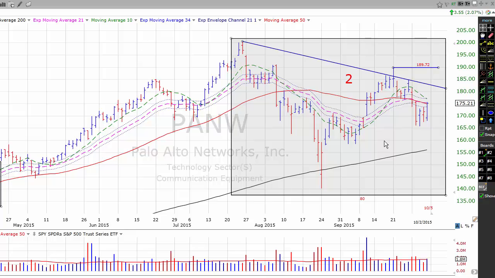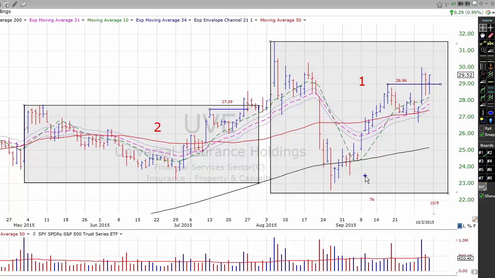Keep in mind, we are on a primary sell signal, which means that if you do buy the stock, you want to keep your stops at their high or at their tightest possible levels. Next, we have Universal Insurance. Universal offers property and casualty insurance products, including wind risk coverage for homeowners, primarily in the Florida area.